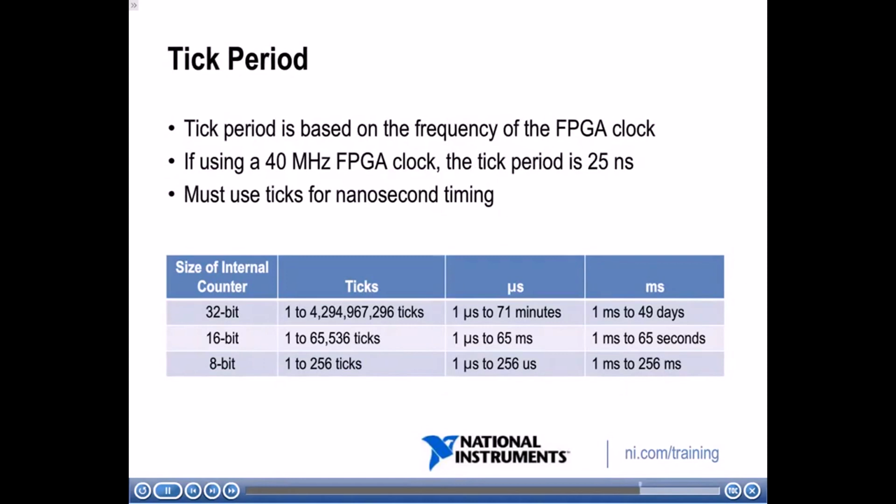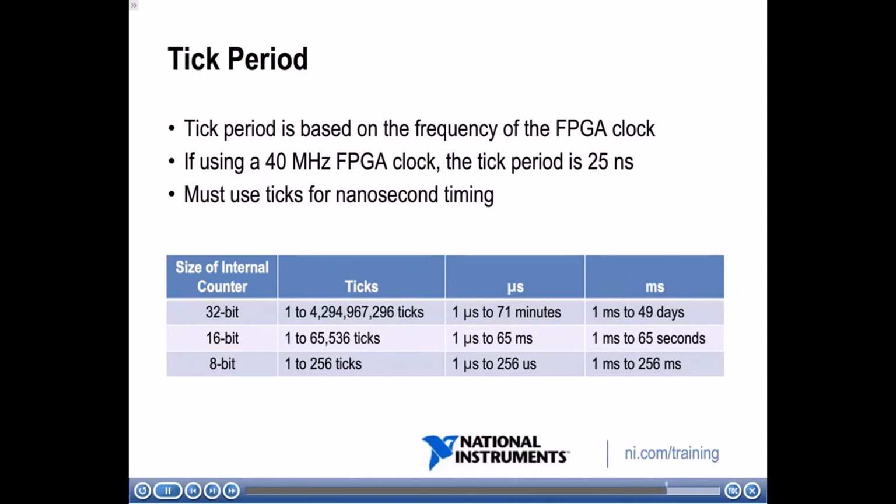Let's take a look at tick period. If you're using units of ticks, each tick represents a clock cycle. If you are using the default 40 megahertz FPGA clock, that 40 megahertz corresponds to a tick period of 25 nanoseconds. So if we're looking at that left column, each of those ticks represents 25 nanoseconds.